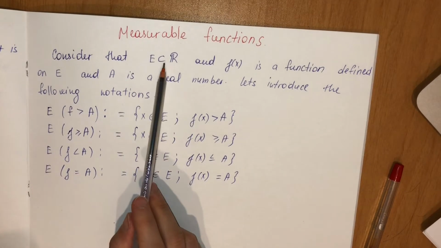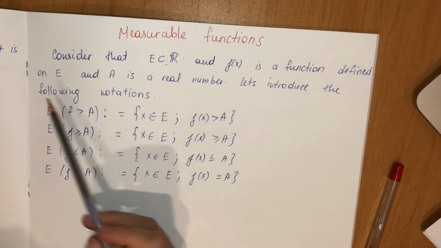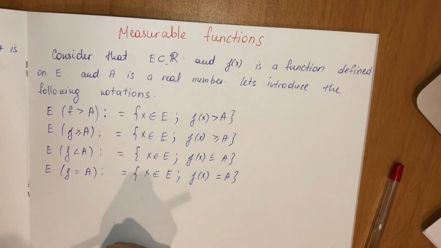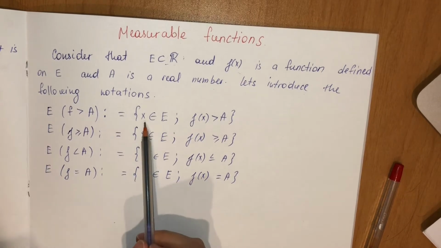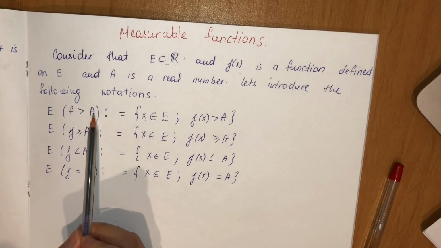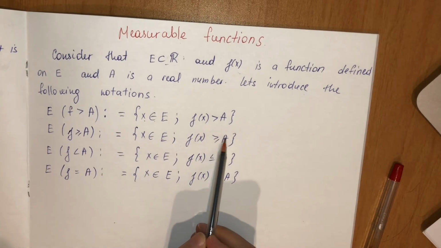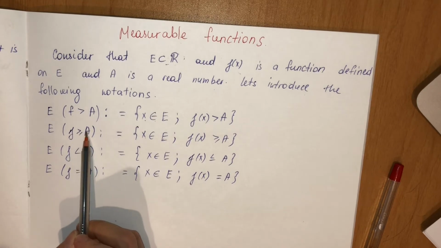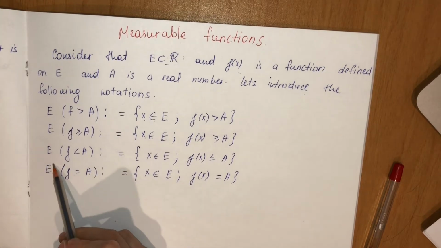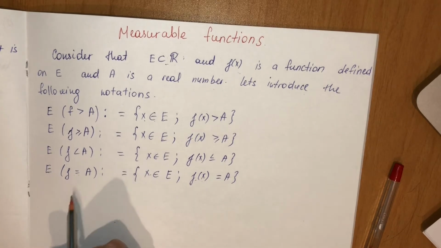So consider that E is a subset of the real number set, and f(x) is a function defined on the set E, and A is a real number. Let's introduce the following notations. Let E(f > A) be the set of x such that f(x) is greater than A. And also let E(f ≥ A) be the set of x such that f(x) is greater than or equal to A. And similarly, let E(f = A) be the set of x such that f(x) is equal to A.